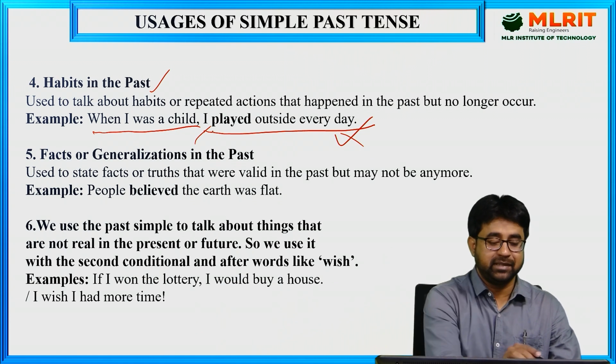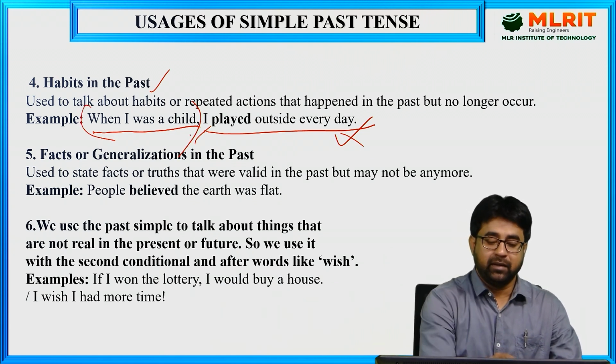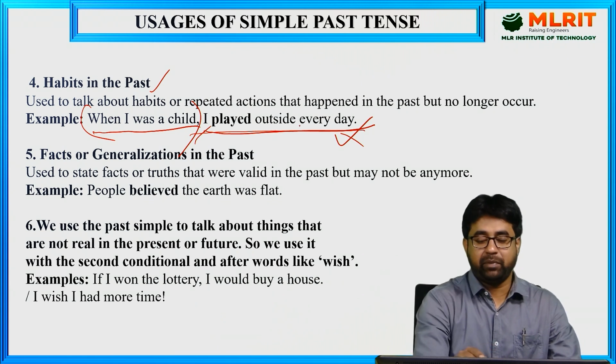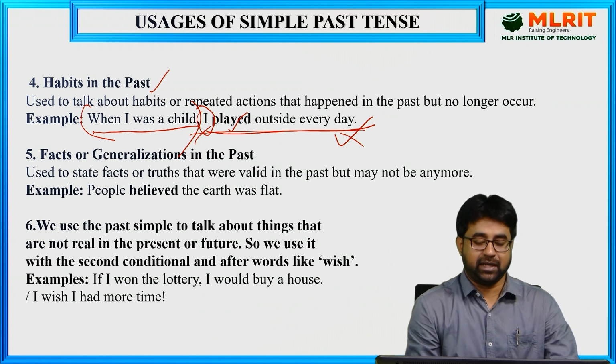Why simple past tense? Don't get confused with this. This is only a clause, a dependent clause. This is the sentence: I played outside. You can see subject, then played is V2, and then object, right?